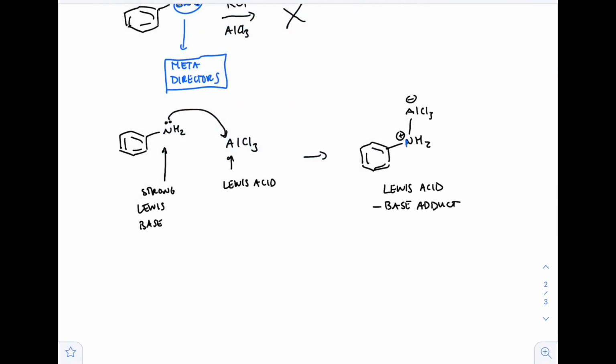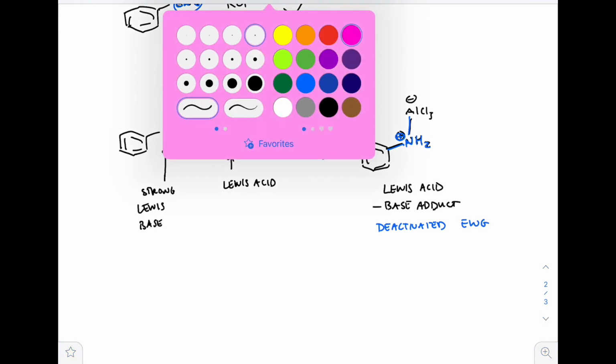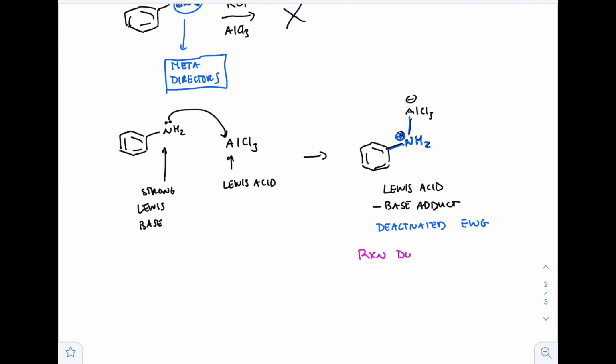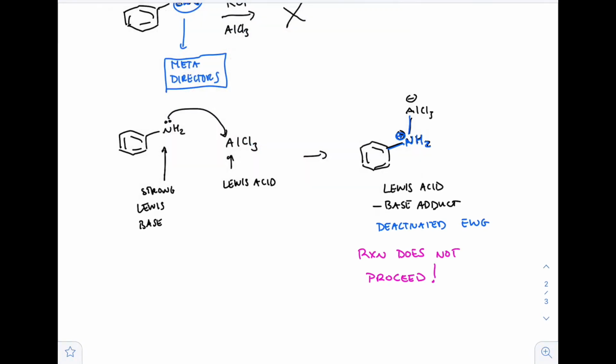That's what was making this such a strong and activated benzene ring, was the presence of that NH2 group with a lone pair. So we took that away and we deactivated the benzene ring, and it's now just an ammonium group, which is an electron withdrawing group, right? And we just said we can't do Friedel-Crafts with electron withdrawing groups because it raises the energy of the transition state so much that we can't even climb that hill. It's the Himalayas. So the reaction does not proceed.